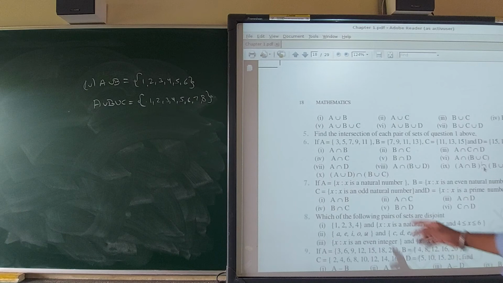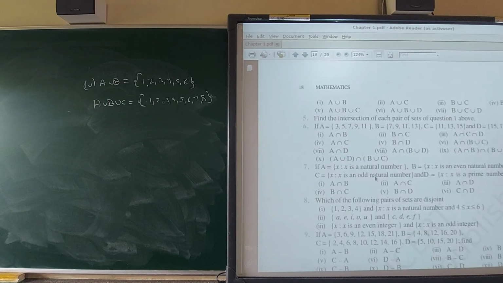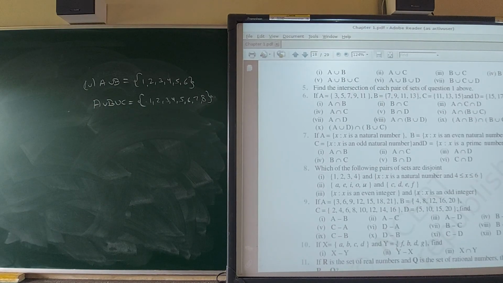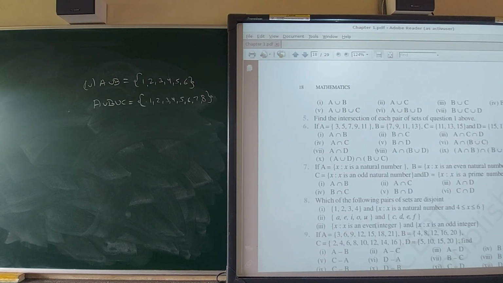And the same goes for the 10th part. The 10th part is also homework. All of these are homework because tomorrow is Sunday. You can do them at home. Up to the 6th question we have finished, and there are 12 questions in total. The 7th, 8th, 9th, 10th, 11th and 12th we will discuss in the next class. So thank you all of you. Be safe at home.